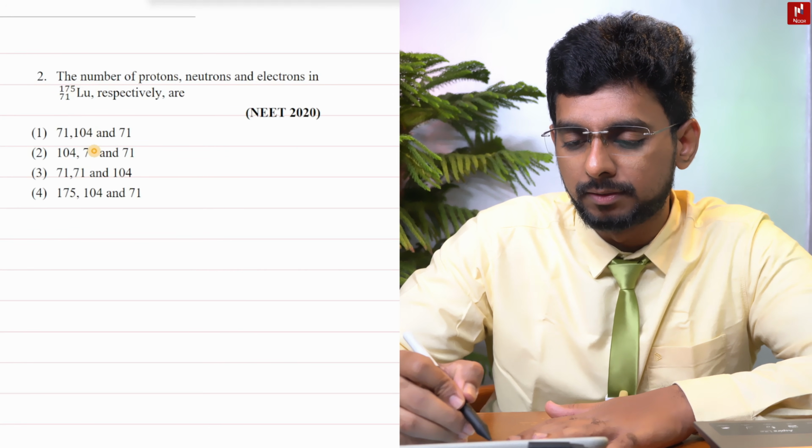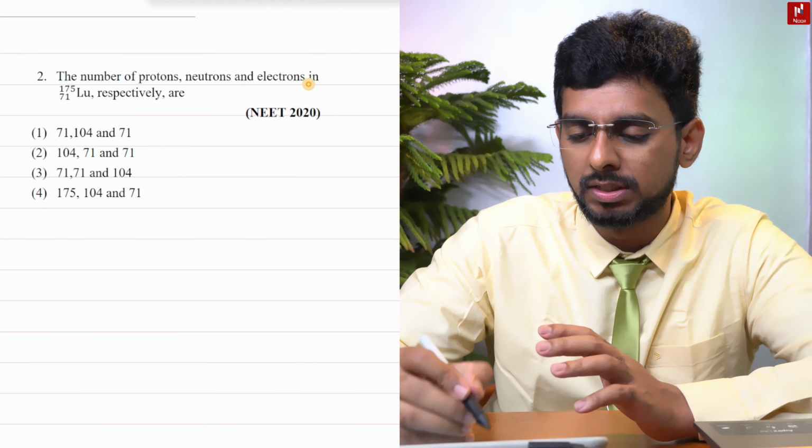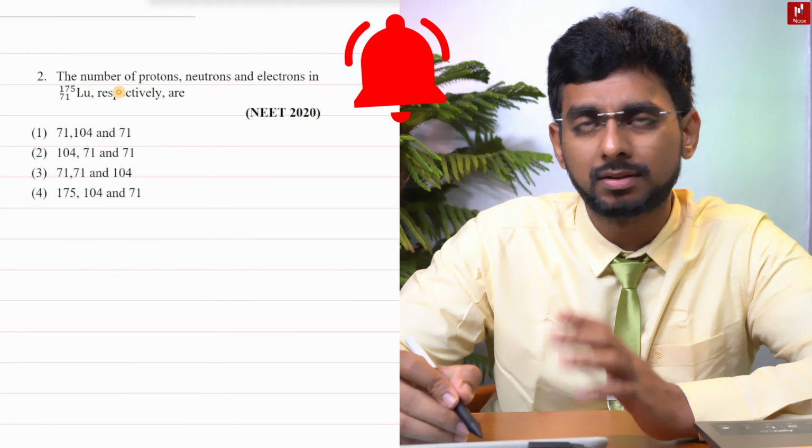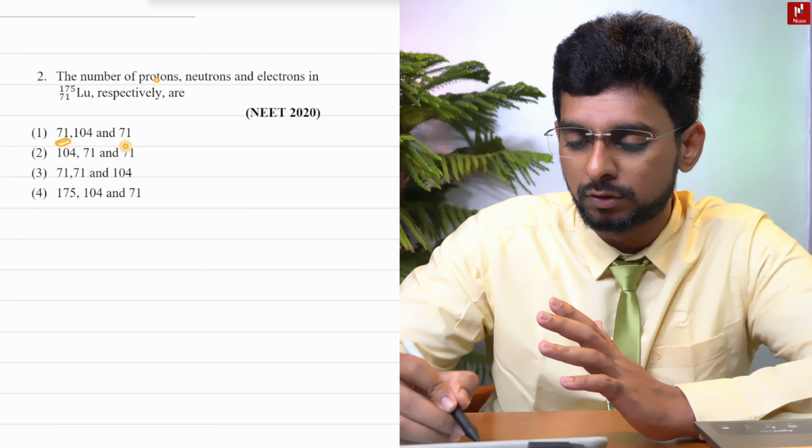That should give you the neutrons. And then for the electrons, if it was a neutral atom, obviously they haven't given any sign over there, therefore it should be a neutral atom. Number of protons and electrons has to be same, therefore 71, 71.